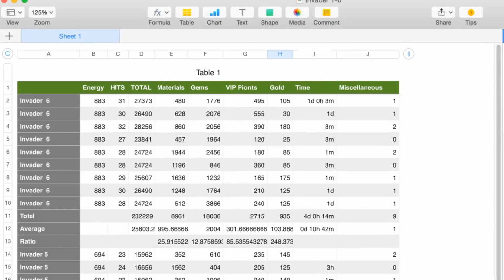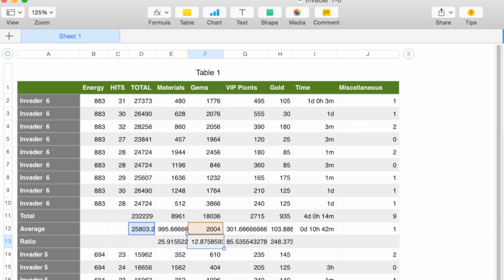All right. So I'm going to give you the lay of the land. Here are my different data points, the 1 through 6, the ones that I killed. This is the total number, the average, and then the ratio. So this ratio tells us it takes 26 points of energy to get one material. And then this one is 12.8 energy to get one gem.